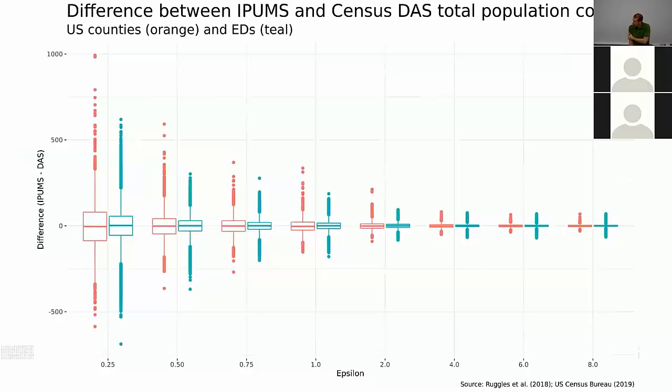As the value of epsilon grows, as we move towards 8, the difference reduces, right? So you're getting more accurate data out. The difference between IPUMS and the differentially private data is staying the same across geographies. But for lower values of epsilon, you're getting a fairly high magnitude of error.